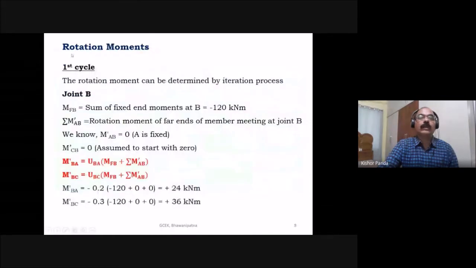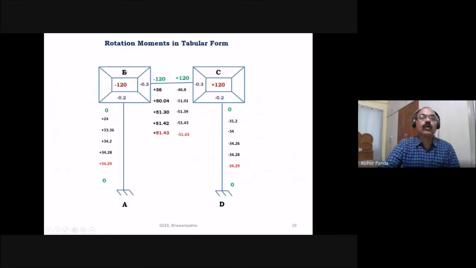Then find out the rotation moments. First you go for the first cycle. The rotation moment can be determined by an iteration process. So first you go to joint B. This is joint B and this is joint C, and this is A and D. So you have to draw this type of block at a joint. At joint B, you have to draw this type of rectangular block.